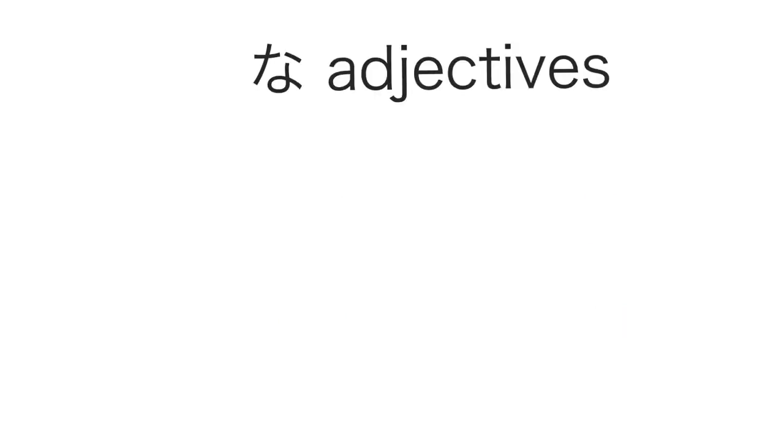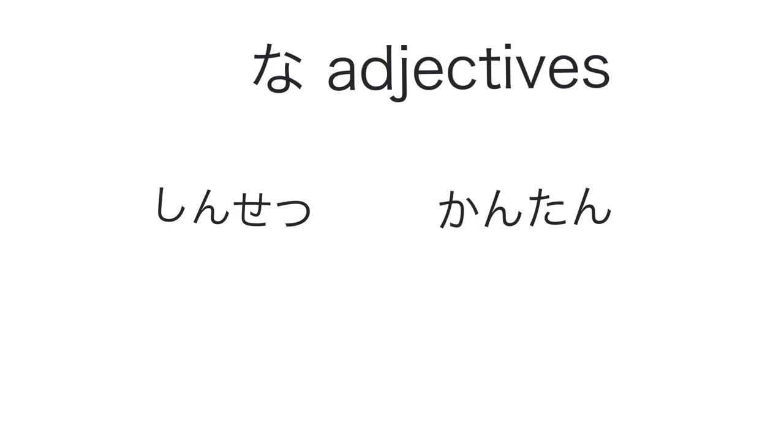So that brings us now to the na adjectives. And here's a couple of examples. Shinsetsu, kantan. Now, do you see any pattern there? Na. Yeah, nah. There's none. So there's no i at the end. So if it doesn't have that i hiragana at the end, then it's a na adjective.